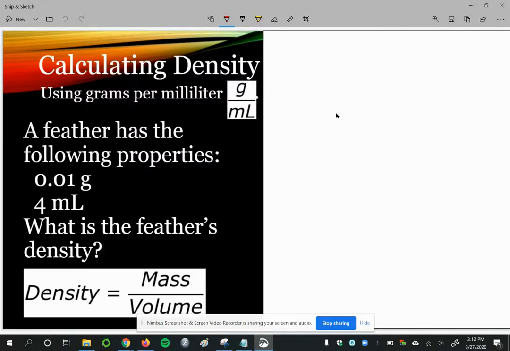So let's calculate density. Let's look at this problem. A feather has the following properties: 0.01 grams, 4 milliliters. The little g there is for grams. That is a mass. 4 milliliters is the unit of volume. So what is the feather's density? And then we have the equation: density equals mass divided by volume. Okay, so let's work through this.